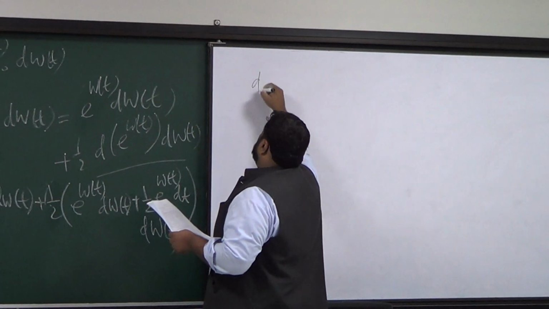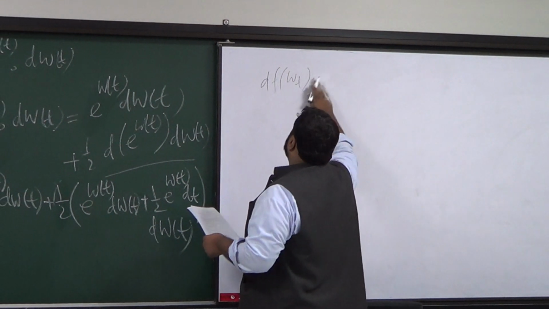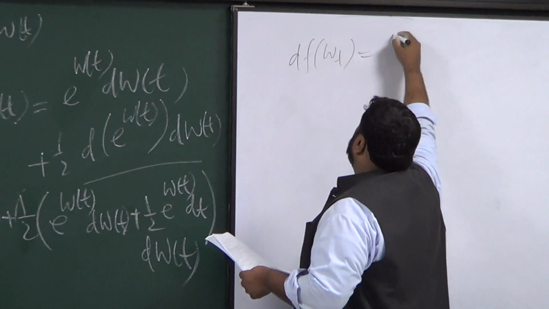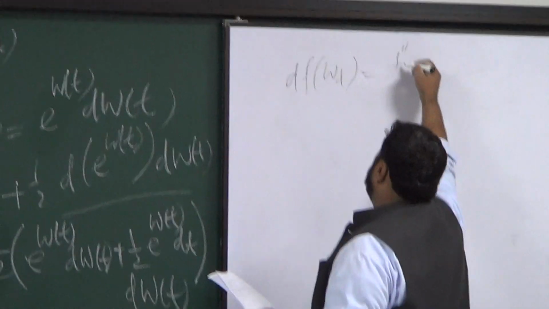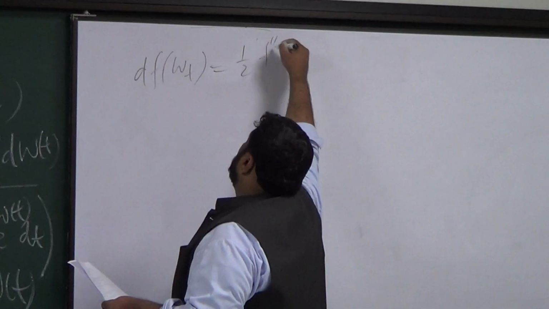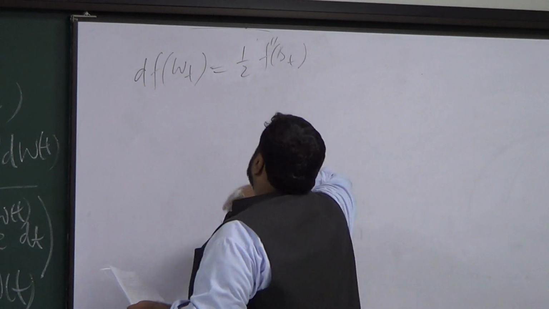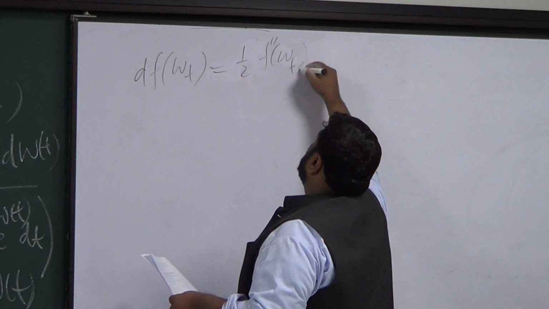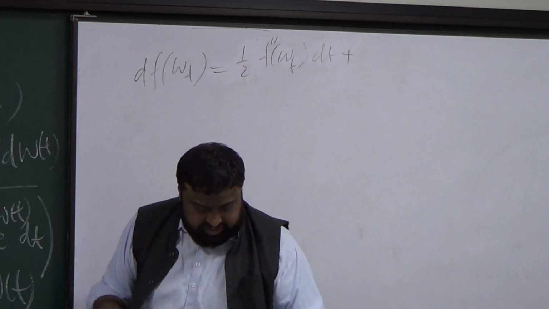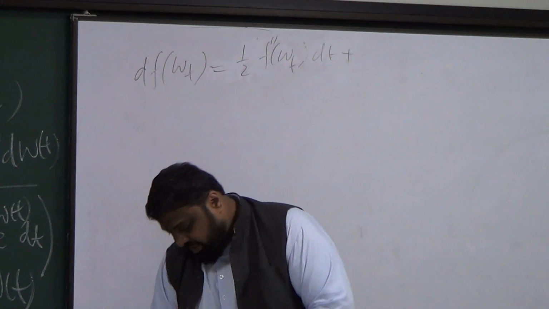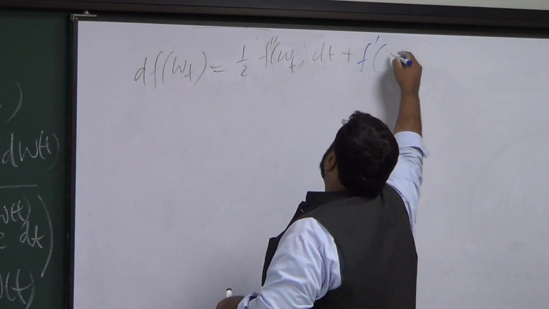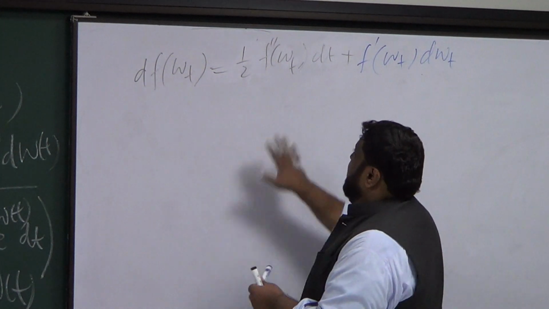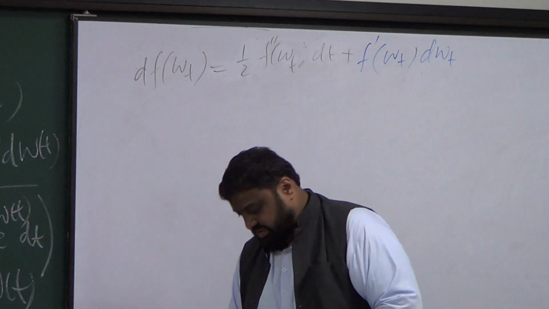Anyone? So d of f of W_t is equal to 1/2 of f double prime of W_t dt plus f prime of W_t dW_t. Yes, this is what it is going to be. So I just applied this to get this.